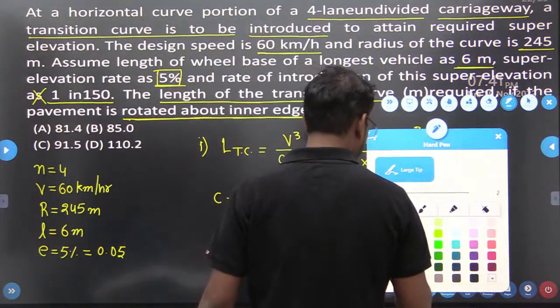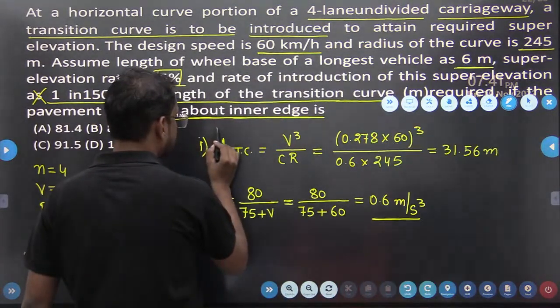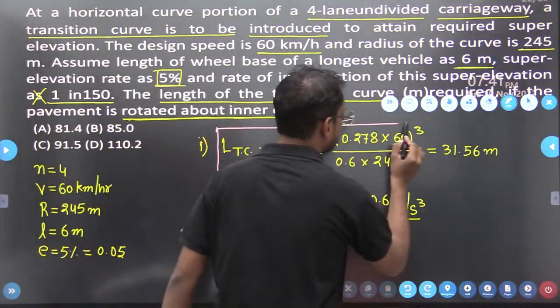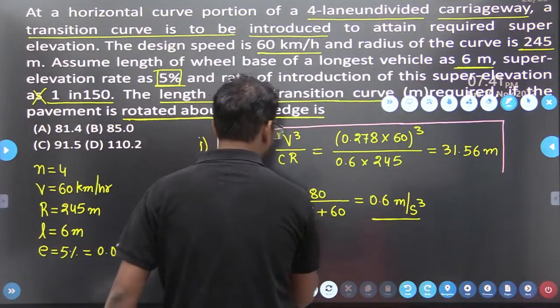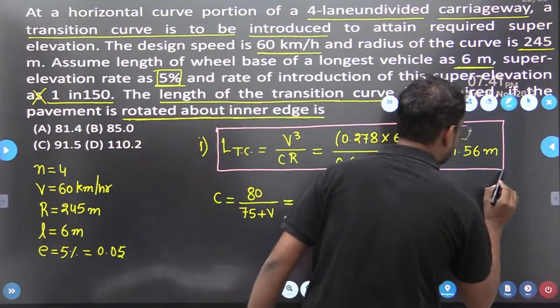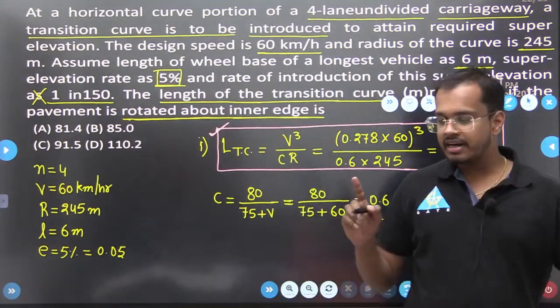Am I right? So, the length of transition curve is 31.56 meter. This is the value of the length of transition curve, 31.56 meter. This is the first criteria.